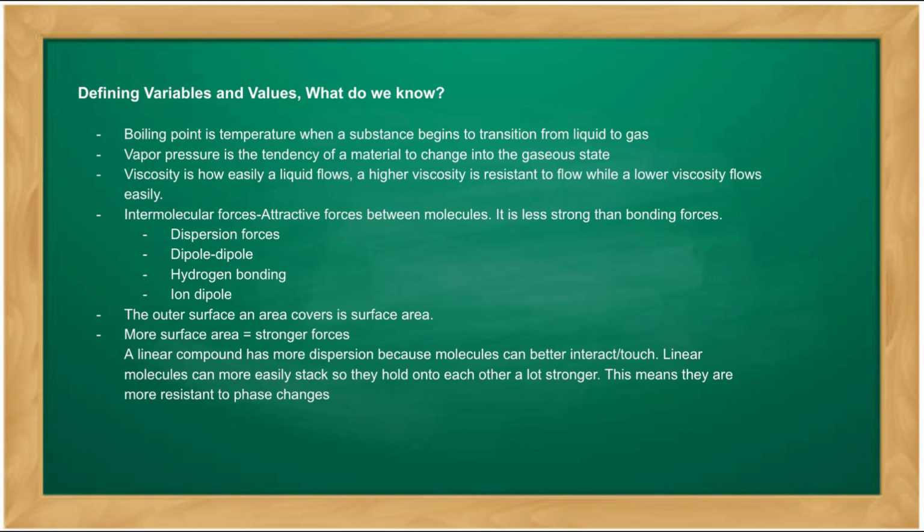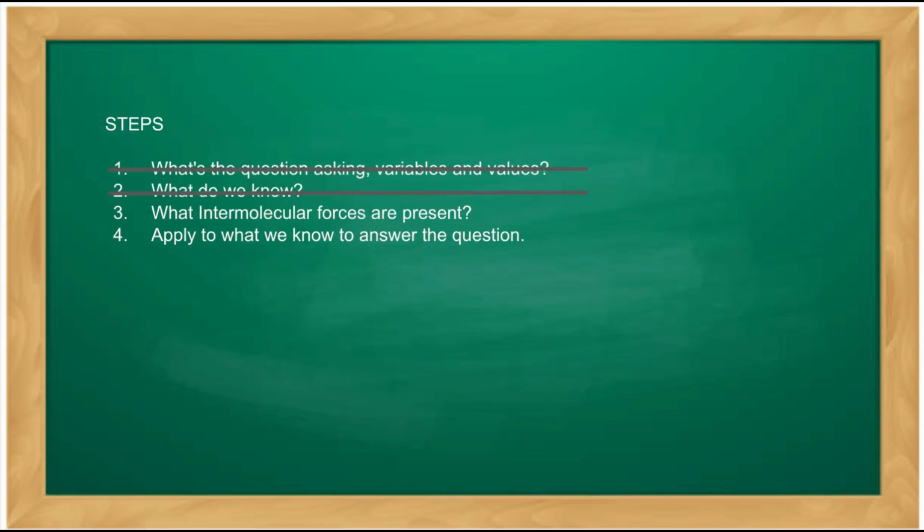To answer this question, we also need to know what surface area is. The outer surface an area covers is surface area. The more surface area a compound has, the stronger the force present. So a linear compound has more dispersion forces because molecules can better interact and touch each other. They can easily stack, so they hold on to each other a lot stronger, and they are more resistant to phase changes. So now we go back to the question and we identify what intermolecular forces are present, and we apply everything we know to answer the question.